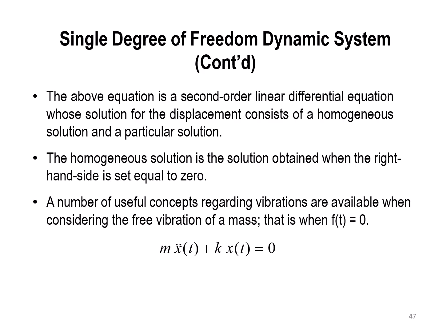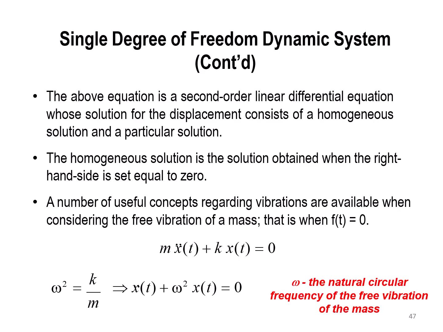A number of useful concepts regarding vibrations are available when considering the free vibration of the mass, that is, when the force is equal to 0, given by the equation that the kinetic energy of the mass plus that of the spring is equal to 0. Then omega squared is equal to k divided by m, the spring constant divided by the mass, and thus we can rewrite the equation in a new format. Omega is the natural circular frequency of the free vibration of the mass.